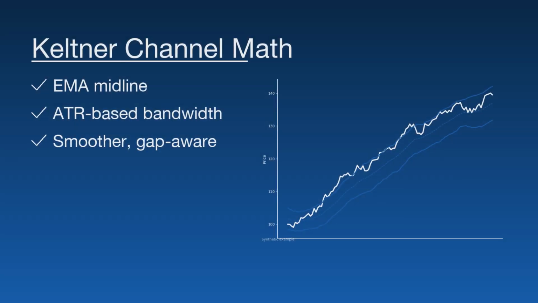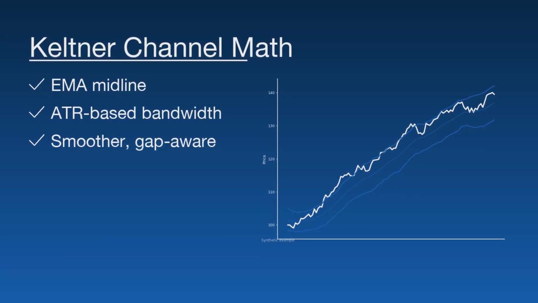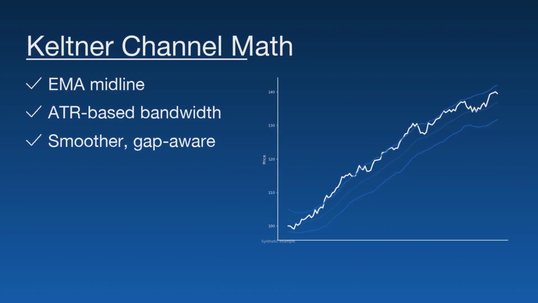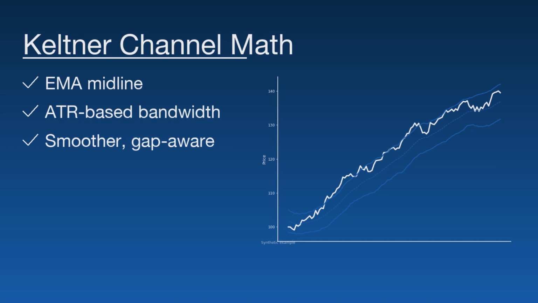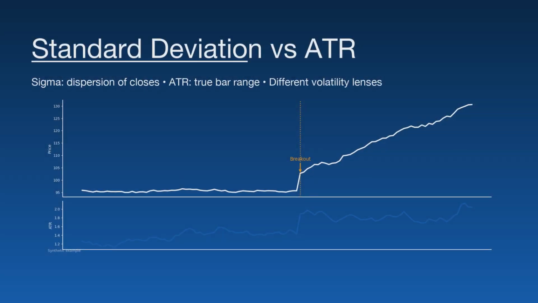Keltner channels use an exponential moving average, typically 20 periods, as the midline. The bands sit a multiple, usually 2, of the average true range above and below. ATR is range-based, not deviation-based, so it includes gaps and accounts for the full high-to-low travel. Keltner bands are smoother and less reactive than Bollinger. This is the key distinction.